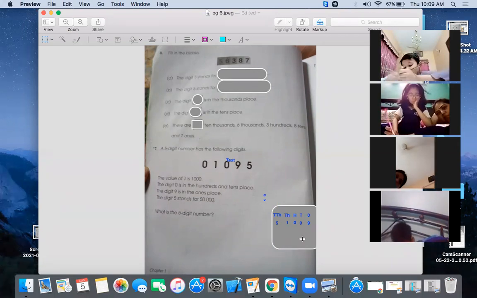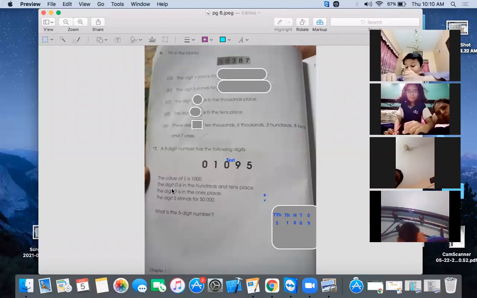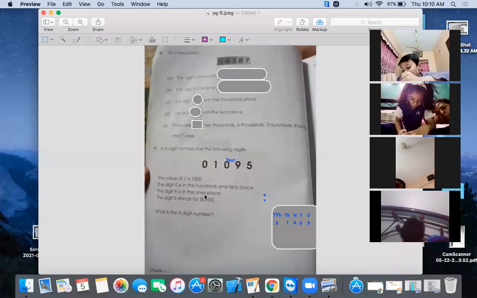ठीक है, a 5-digit number. This is a 5-digit number. हमने कैसे इसको reveal किया? First of all, we make a ones, tens, hundred, thousand, and 10,000. Then the value of 1 is 1000. So we put 1 over here at the place of 1000. Then the value of 0 is hundreds and tens. So we put zeros on place hundreds and 10. What is the place value of 9? It is in the ones place. So we put 9 in the ones place and the digit 5 is on the 10,000 place. So just write 5 at the place of 10,000. Hope everyone got it.